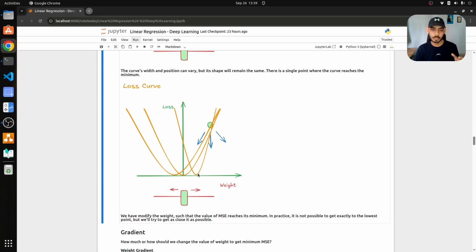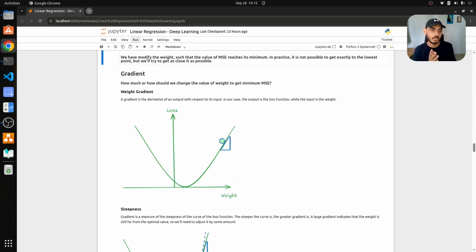Either it could be in this position or it could be in any other position. The curve can be much more highly sloped, with a high slope. So it will differ, but it will be a curve, and you have to ensure that you update the weights, that is parameters, so that you end up getting lower MSE. So let's now talk about gradient, because this will help you understand how to update the weights such that we get the minimum MSE.